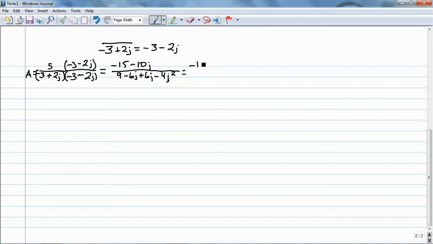That's going to be minus 15 minus 10j over 9 minus 6j plus 6j, that's going to go away. I have a minus 4j squared. J squared is equal to negative 1, so that's going to make this 9 plus 4, and that gives me minus 15 thirteenths minus 10j thirteenths.